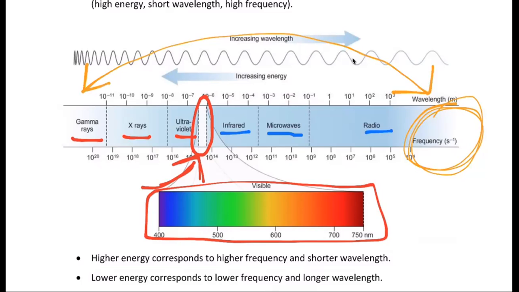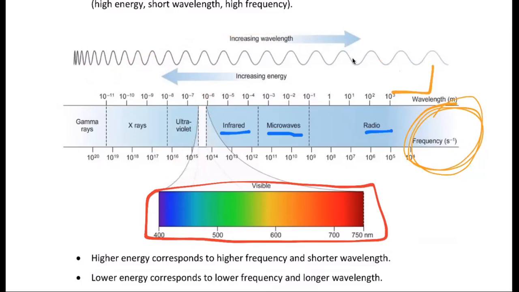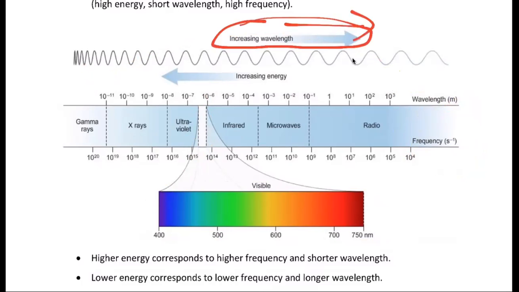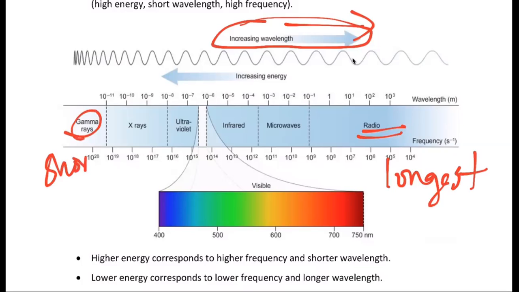Okay, so keeping that in mind, I'm going to clear some space off here. What we need to know, if we look up here, it says that the wavelength is increasing in this direction. So it's pointing to the right. What we need to understand is that means that radio waves are the longest wavelengths, okay? So radio waves are the longest wavelength and gamma rays are the shortest wavelengths, and they go from longest to shortest.